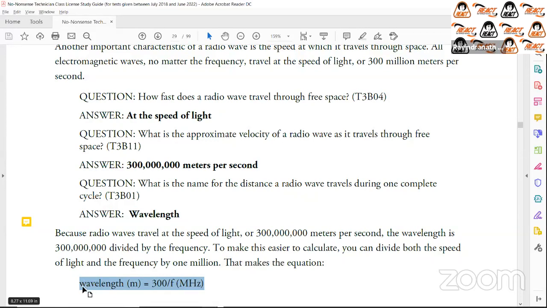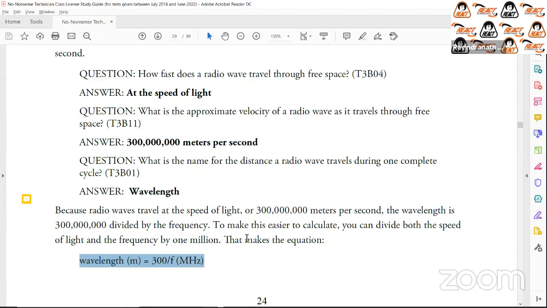So this is the formula that we need to learn, that the wavelength in meters is equal to 300 over the frequency in megahertz. That is the formula that we must learn, that was presented a little earlier on a slide. So let's continue.